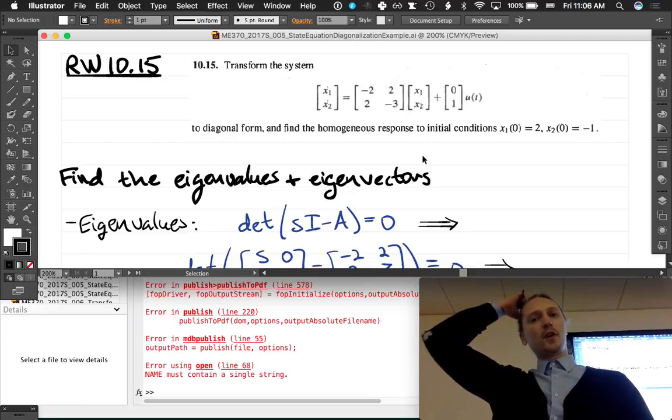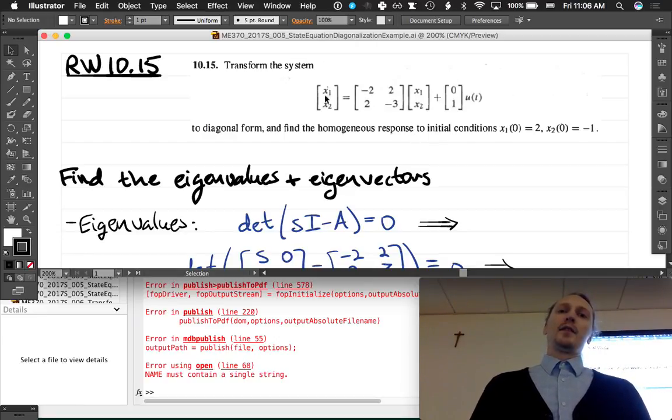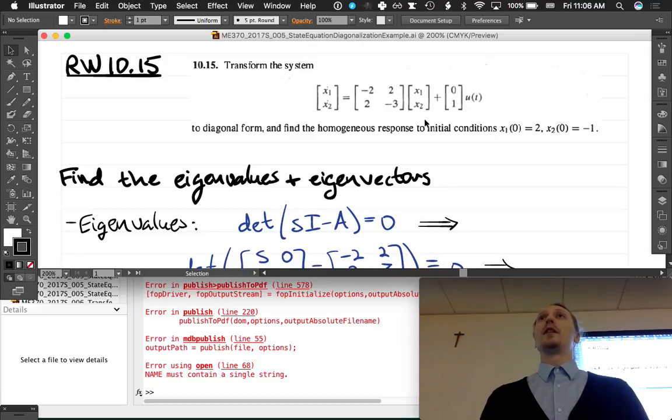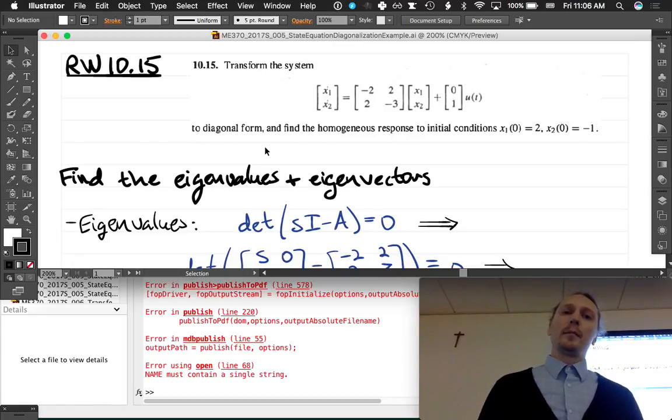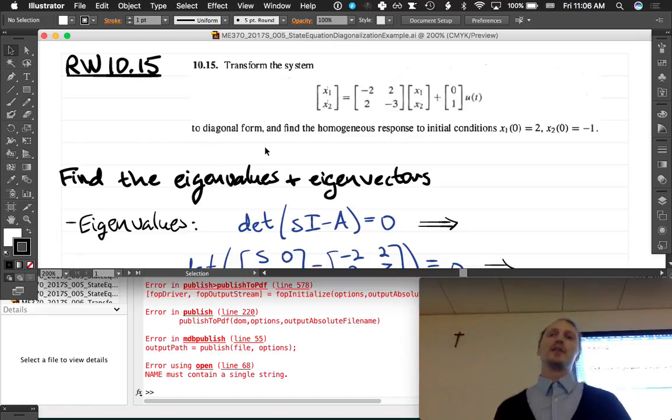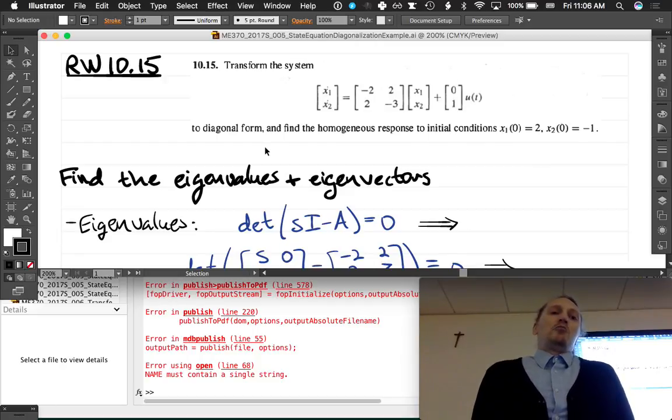So it says to transform this system, and gives you the state equation. What's the order of the system? How do we know what the order is? Because your x right there is 2. Yeah, the number of state variables is equal to the order, right? So 2 state variables, so it's order 2. Okay. And so we want to convert this system to a diagonal form and find the homogeneous response to these initial conditions. So let's go ahead and do that.